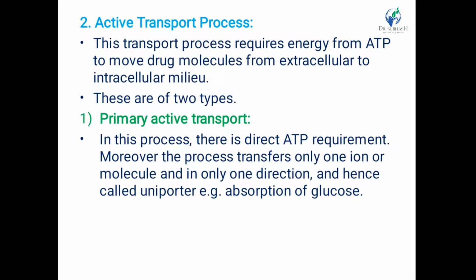First is primary active transport, in which there is a direct ATP requirement. Moreover, the process transfers only one ion or molecule and in only one direction, and hence is called unipolar. Absorption of glucose is an example of this type of process.